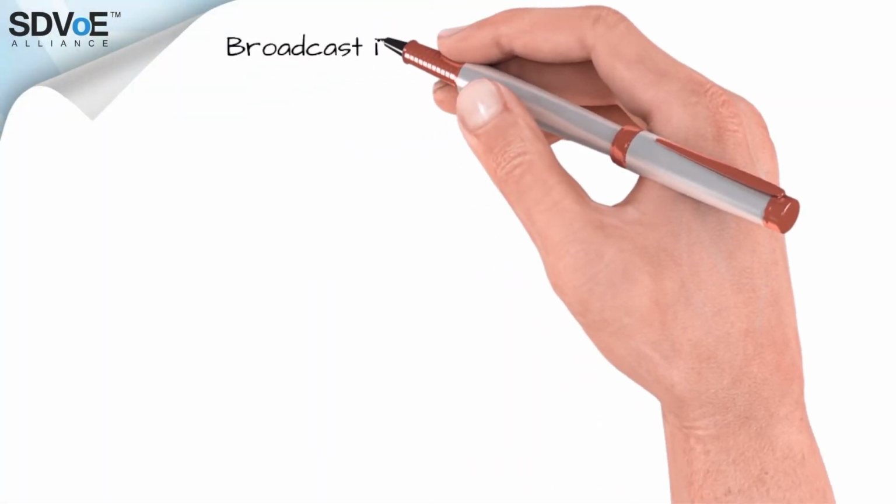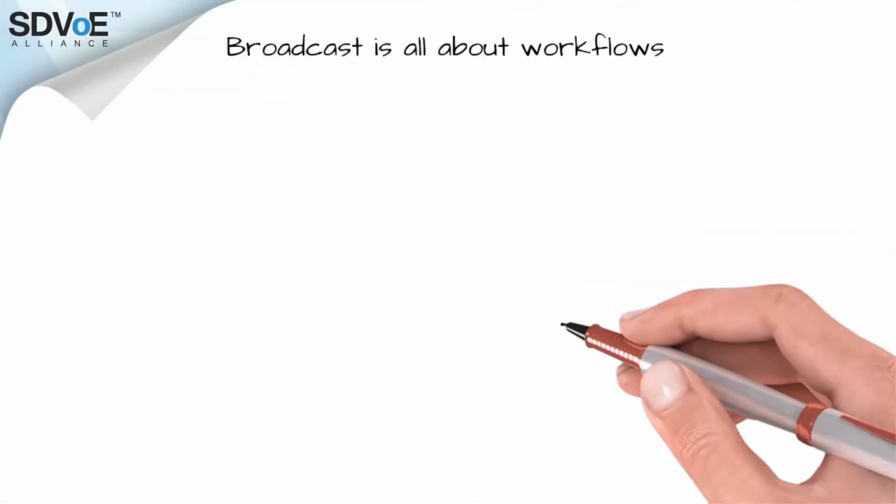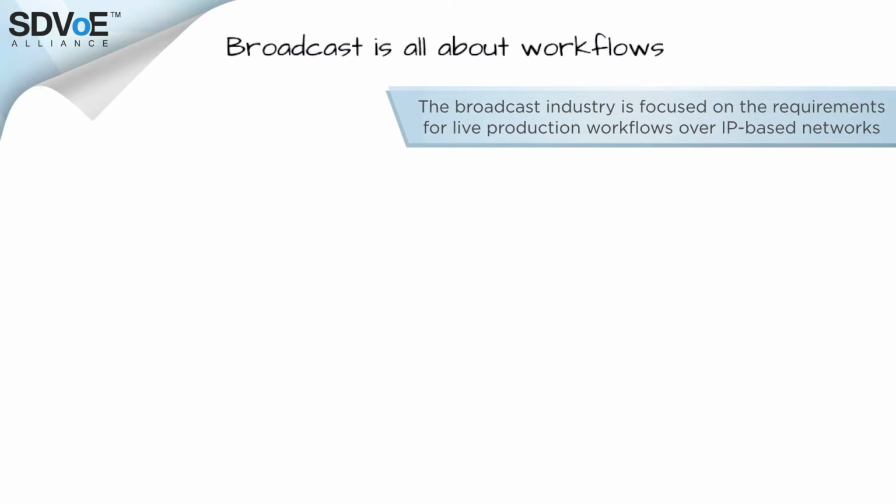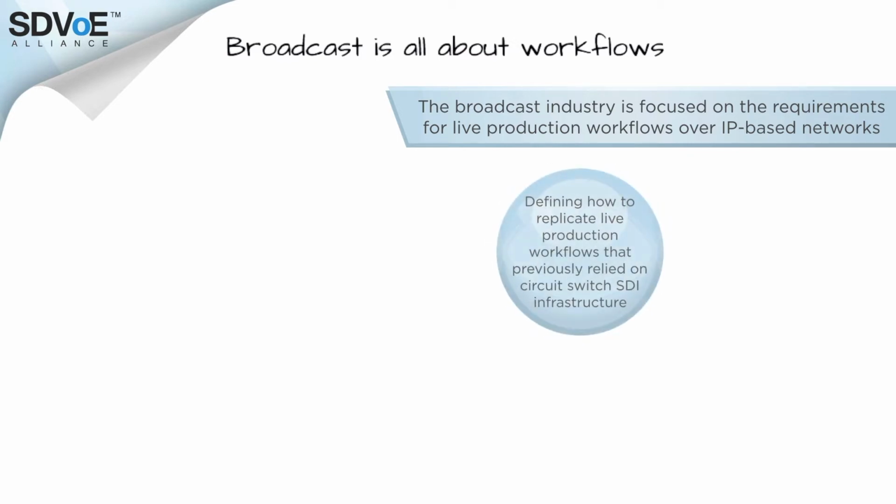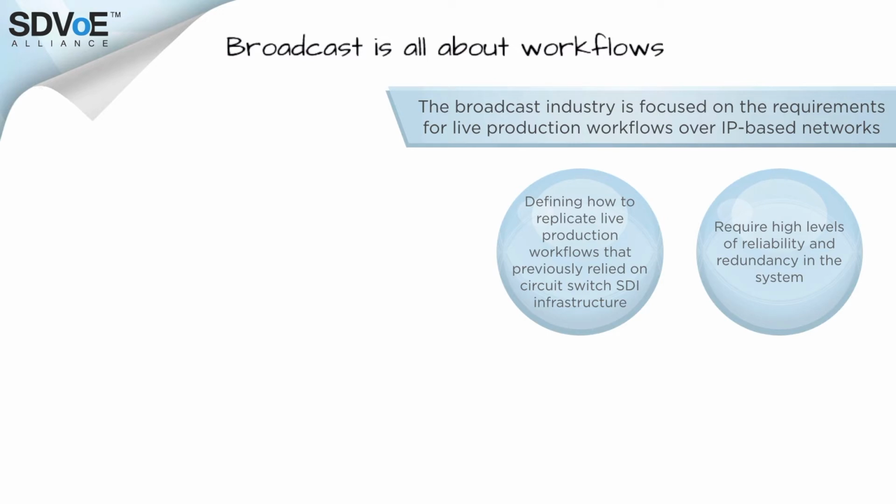The other thing to note about the broadcast market is that it's all about workflows. They are focused on the requirements for live production over IP-based networks. They're basically defining how you would replicate the workflows that previously relied on an SDI-based architecture. Because of that, they require very high levels of reliability and redundancy. When you're doing a live production that's going live to air on TV, you likely have fully redundant systems. So you've literally got 2x the equipment that you would normally require.